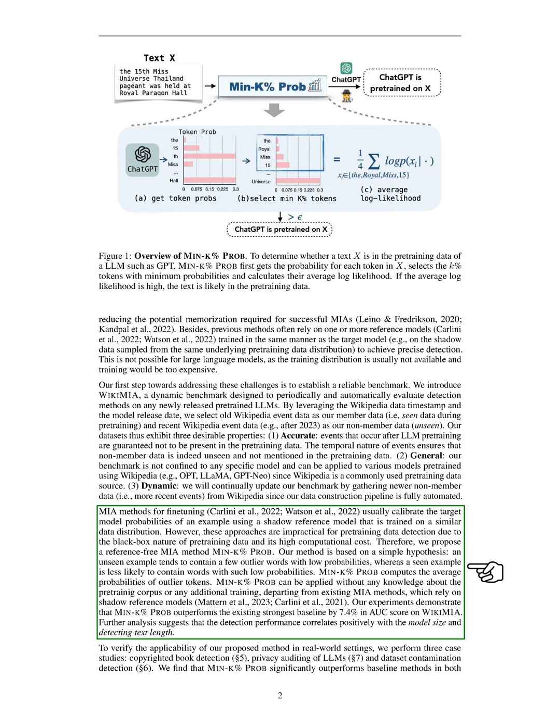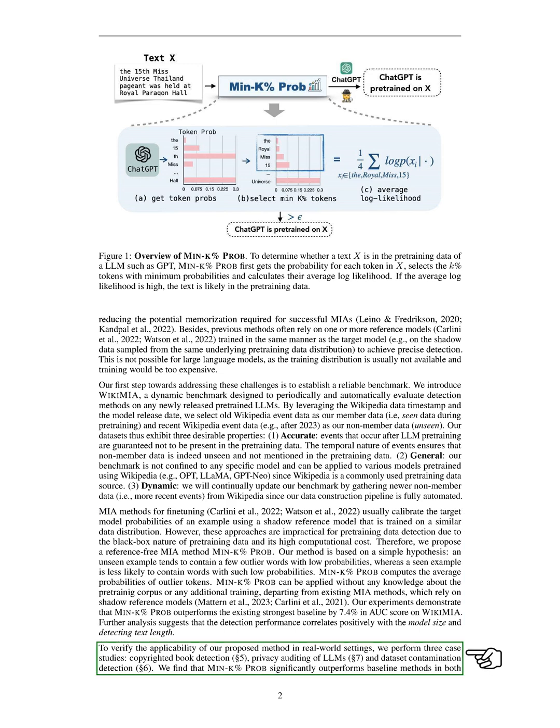Our experiments show that Min-K% Prob performs better than the existing strongest baseline by 7.4% in AUC score on WikiMIA. Further analysis suggests that the detection performance correlates positively with the model size and detecting text length. To verify the applicability of our proposed method in real-world settings, we perform 3 case studies: copyrighted book detection, privacy auditing of language models, and dataset contamination detection. We find that Min-K% Prob significantly outperforms baseline methods in both scenarios.